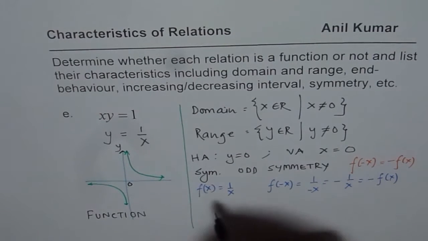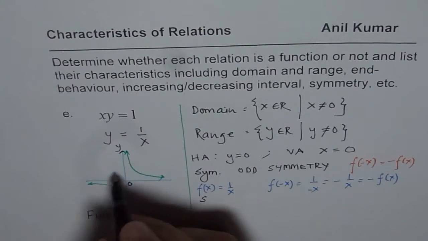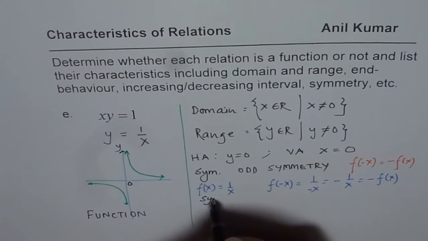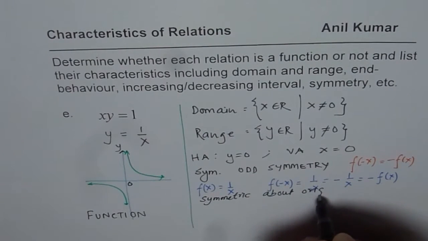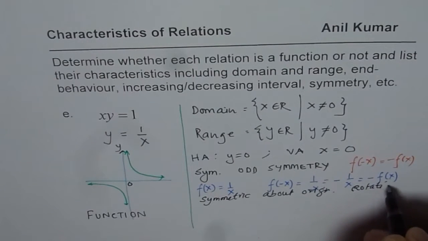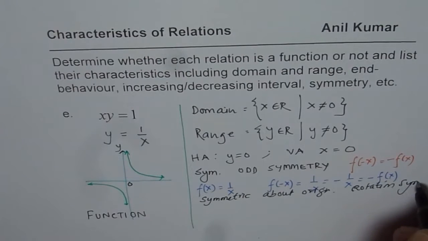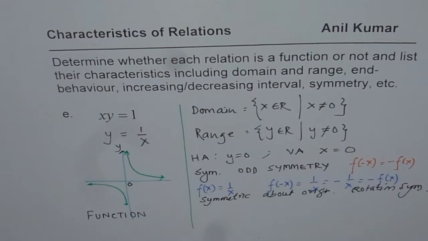Odd symmetry means it is symmetric about the point origin, right? So it has rotational symmetry. So this is symmetric about origin. We say it as rotational symmetry. So that is another way of writing the symmetry of this particular function, right?